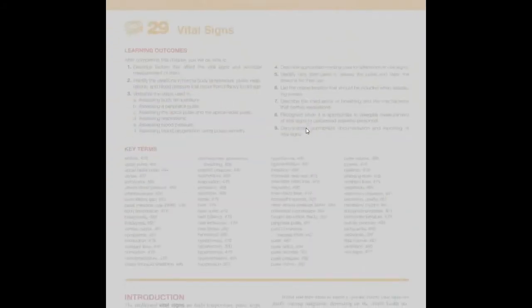Unit 7 Assessing Health. 29 Vital Signs. Health Assessment. Introduction.